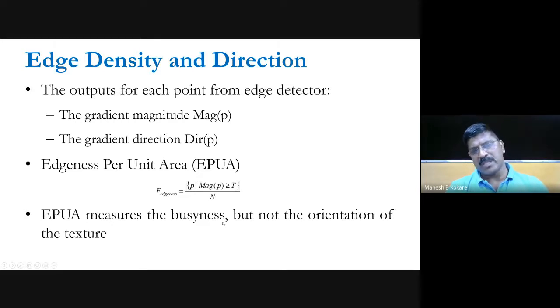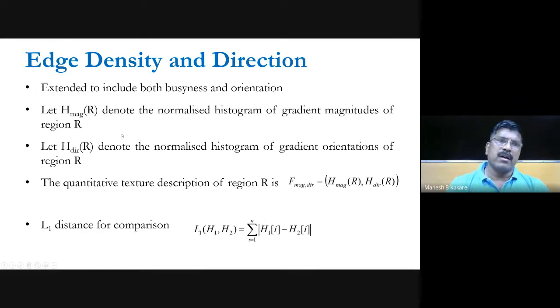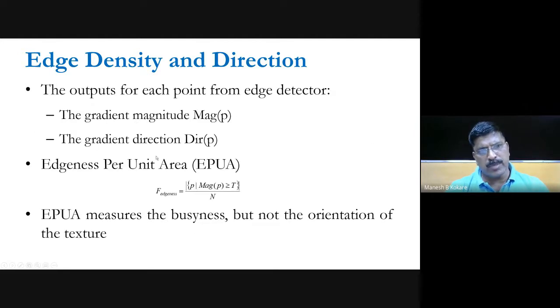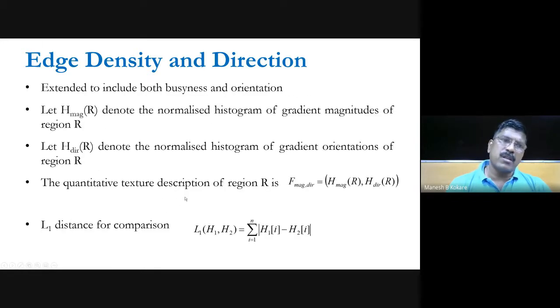So EPUA measures the busyness but not the orientation of the texture, and then this is extended to both busyness and orientation, that is edge density and direction. So let, for example, H magnitude R denote the normalized histogram of the gradient magnitude of the region R, and H direction R denote the normalized histogram of gradient orientation of the region. Earlier, in busyness, we considered only the magnitude, and this does not talk about the orientation. So edge density, the edginess of the texture, you can calculate by this formula, and then this can be extended for busyness as well as orientation, so in edge density and direction.